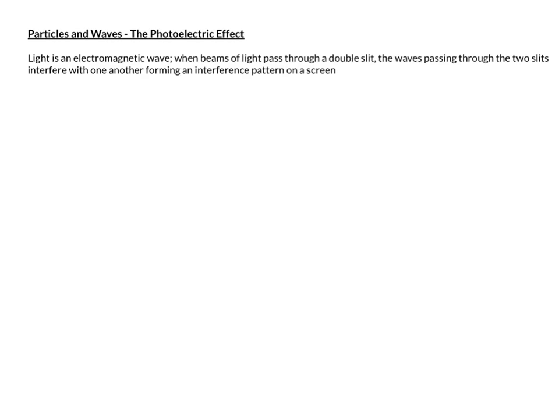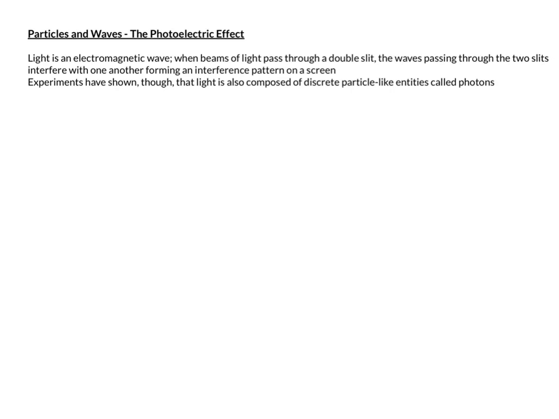Let's look at particles and waves, and this time at the photoelectric effect. So we know that light is an electromagnetic wave. When beams of light pass through a double slit, those waves will interfere with one another and produce an interference pattern, and that is the most telling thing that light is an electromagnetic wave.